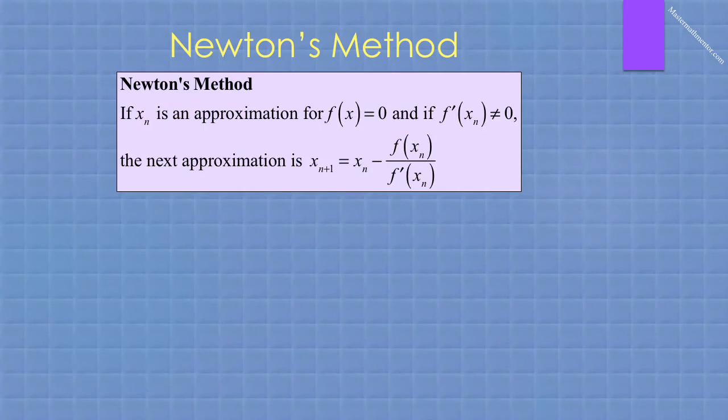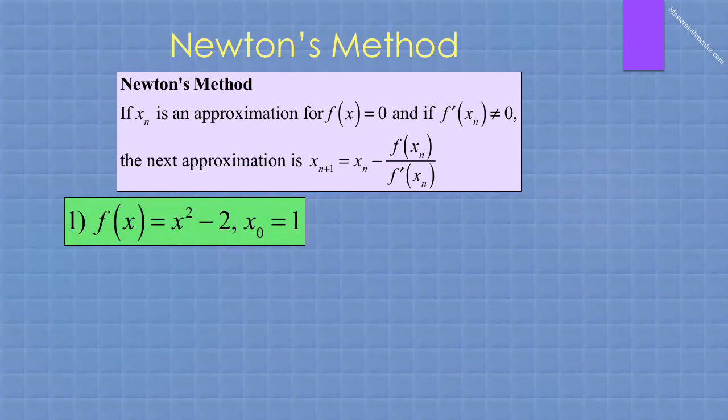So Newton's method states that if x sub n is an approximation for f of x equals 0, and if f prime of x sub n is not 0, then our next approximation is x sub n plus 1 equals x sub n minus f of x sub n over f prime of x sub n.